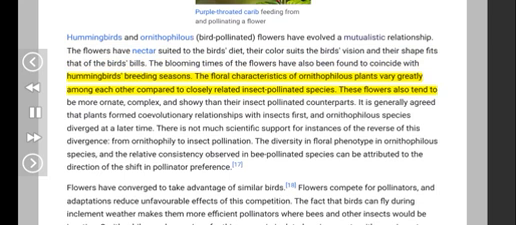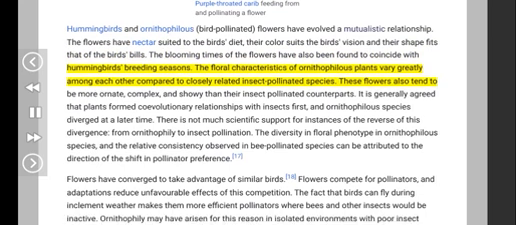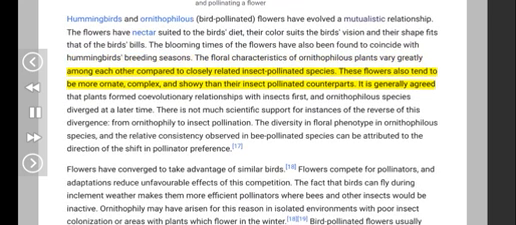The floral characteristics of ornithophilous plants vary greatly among each other compared to closely related insect-pollinated species. These flowers also tend to be more ornate, complex, and showy than their insect-pollinated counterparts. It is generally agreed that plants formed coevolutionary relationships with insects first, and ornithophilous species diverged at a later time. There is not much scientific support for instances of the reverse of this divergence, from ornithophily to insect pollination. The diversity in floral phenotype in ornithophilous species, and the relative consistency observed in bee-pollinated species, can be attributed to the direction of the shift in pollinator preference.